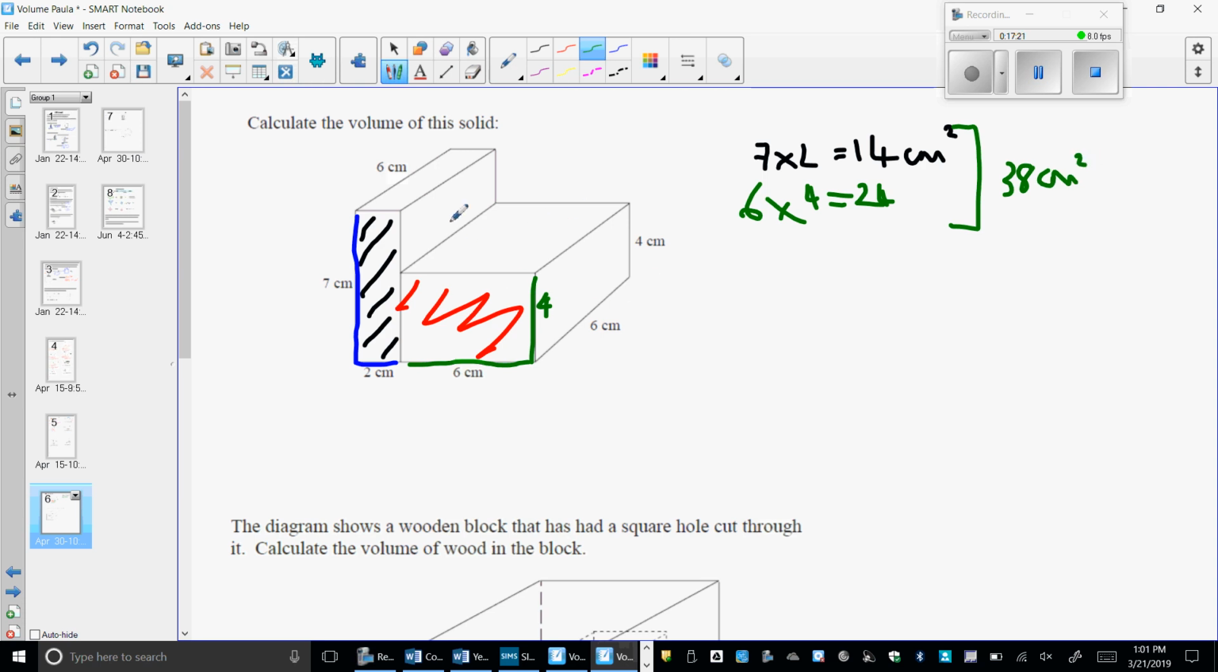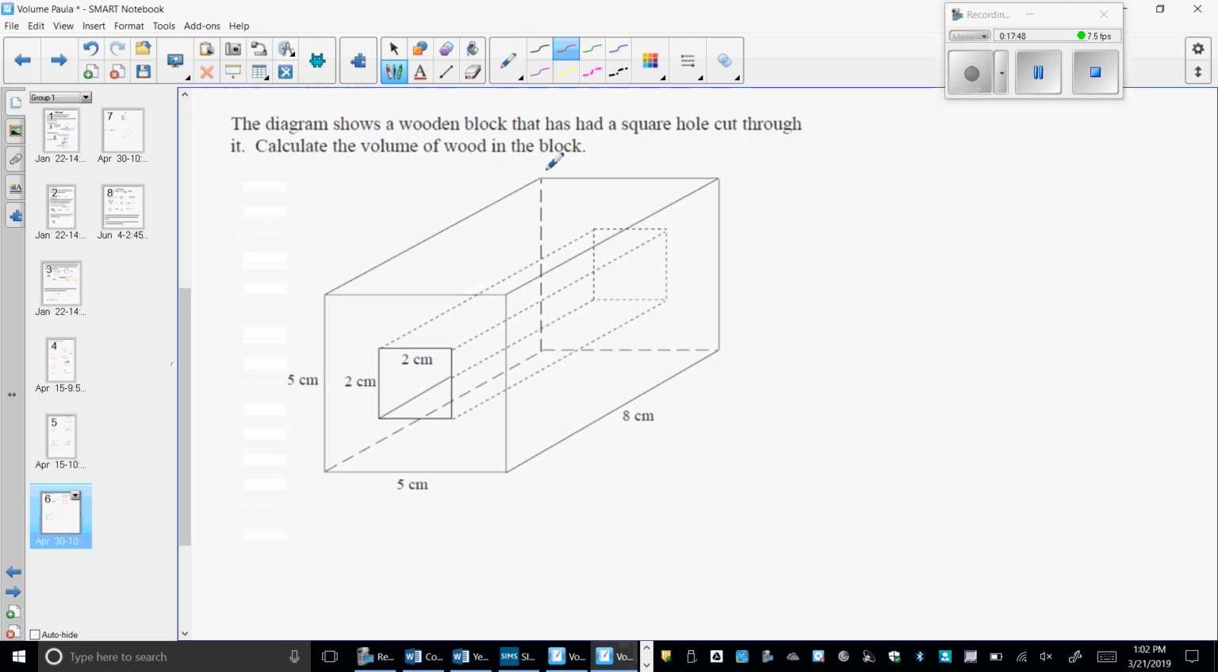Now the distance between the faces is 6 all the way along, and so now what we're going to do is 38 multiplied by 6. So that is 228. So the volume here is 228 centimeters cubed. Okay? Right, this one here, it's got a block, it's got a hole in it.